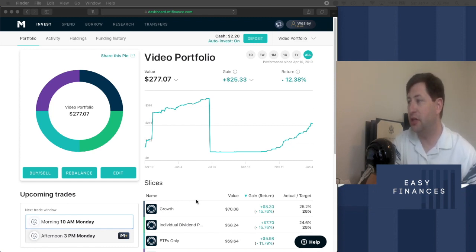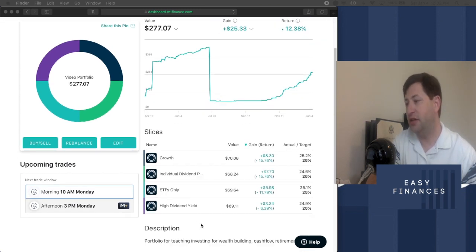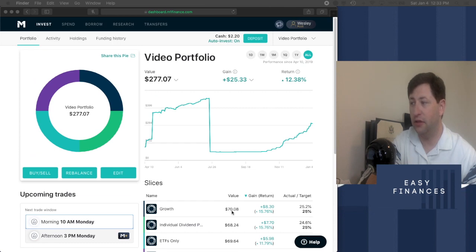We are placing money in four different strategies down here, for the purposes of teaching, wealth building, cash flow, and retirement. We have growth, individual dividend portfolio, ETFs only, and high dividend yield. Those are the strategies that we are covering, and we've put 25% in each one of those, and we will continue to do that. For today's update, we'll start out with the overall picture.